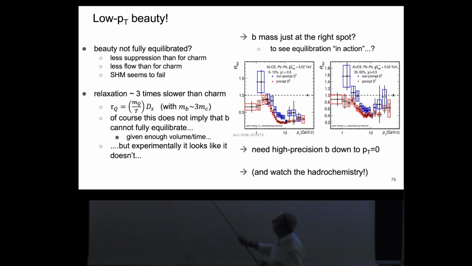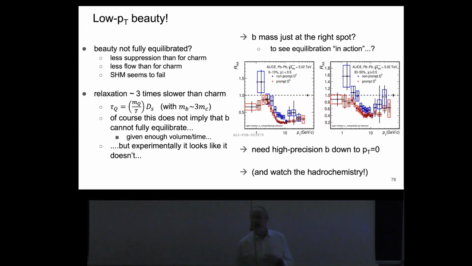Now, the relaxation time of beauty is 3 times lower than that of charm, simply because the relaxation time depends on the diffusion coefficient and is proportional to the mass. And the mass of beauty is 3 times the mass of charm. Now, this by itself doesn't imply that B cannot fully equilibrate. It depends. Given a system which is large enough and lives long enough, it could fully equilibrate. But it looks like, experimentally, it doesn't.